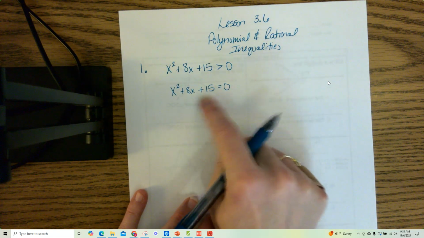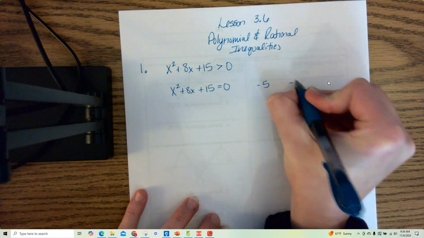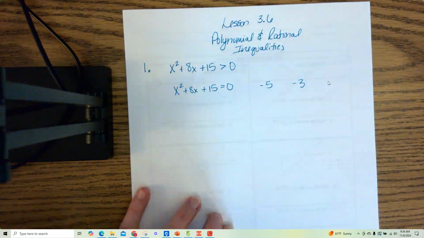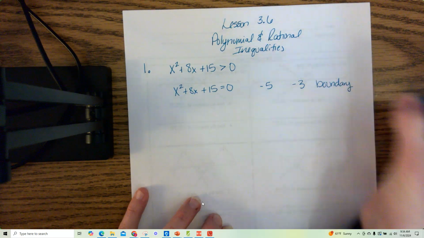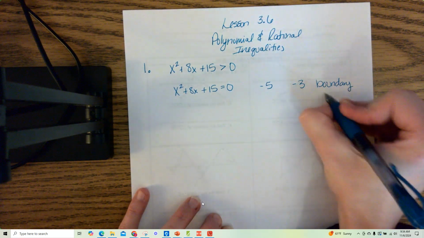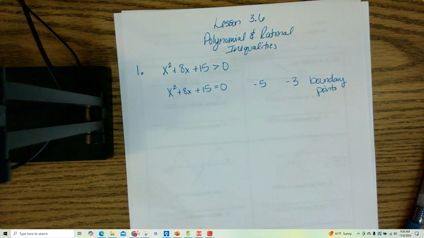Shelby, what were your two solutions? What did it give you? -5 and -3. Okay, so -5 and -3, those two solutions, are called boundary points. Yes, boundary points.